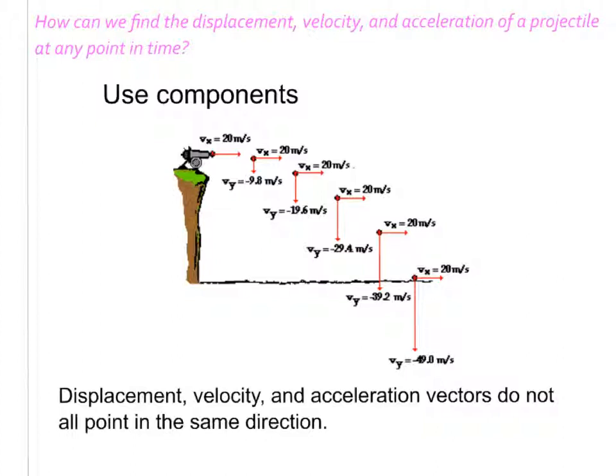Our acceleration is always pointing down. It's pointing in a different direction than the velocity. The displacement is pointing in a different direction from the acceleration as well. So when we're talking about projectiles, the velocity, the acceleration, and the displacement do not all point in the same direction. So that makes the problem a little more complicated and a little more interesting.